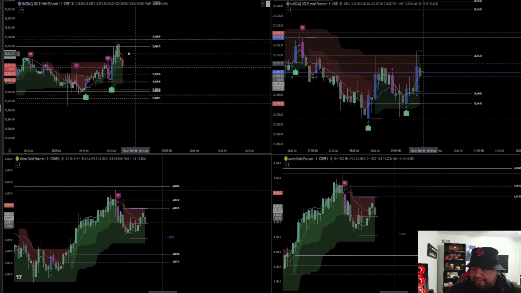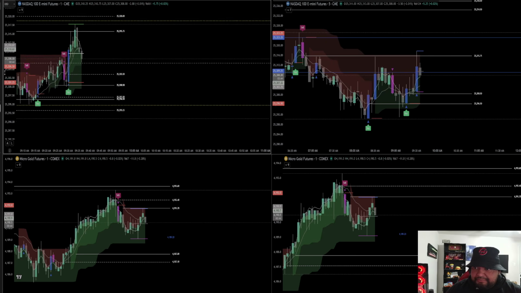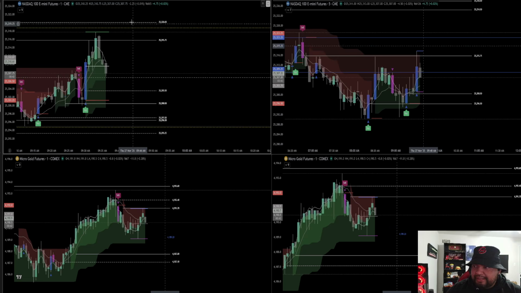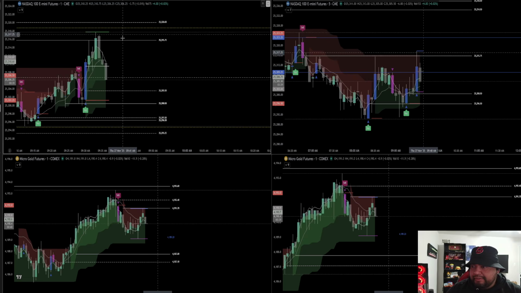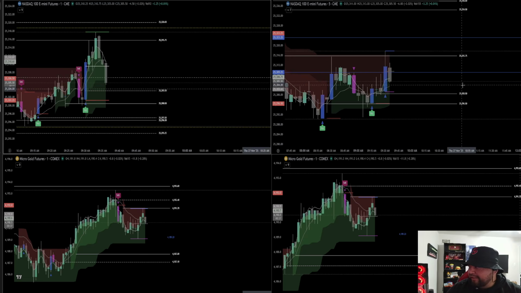Holding on to that pocket. Or again, it's a very tight little pocket right here. Very tight little pocket. Not enough room to really scalp too much. I mean, 5 points at a time maybe, but not a whole lot of room.